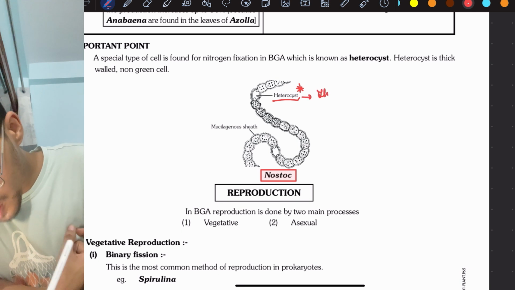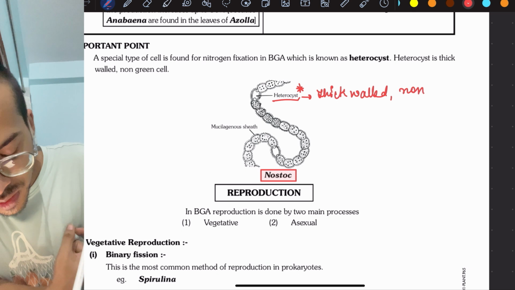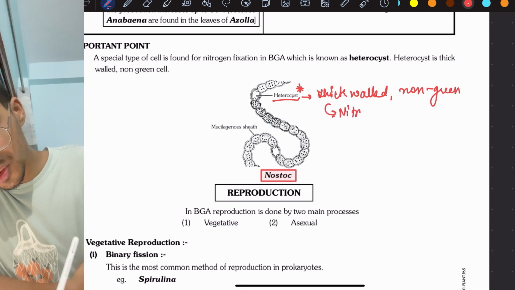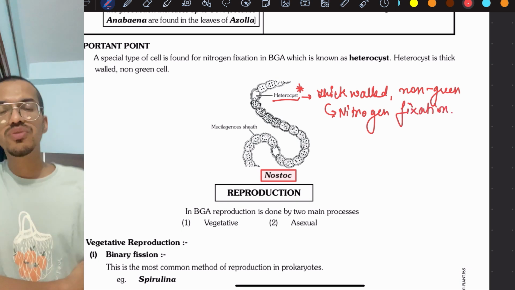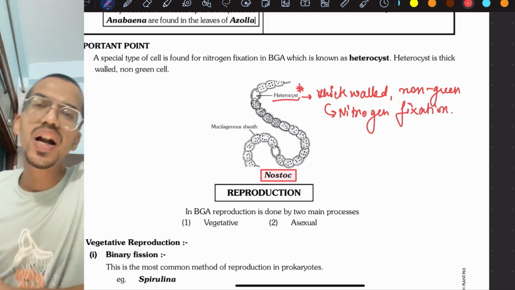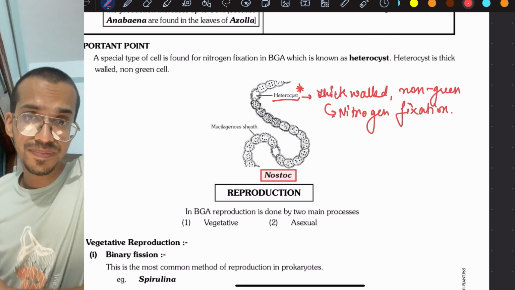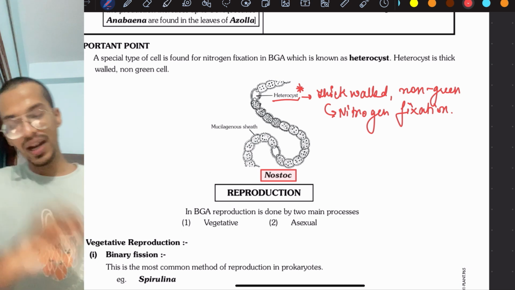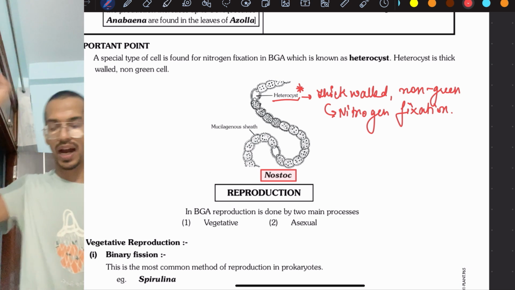It is a thick walled, non-green part. Then what is its role? Its role is nitrogen fixation, because the enzymes which work for nitrogen fixation can't work in conditions where oxygen is present. Okay, so certain problems would occur. Just remember that. So that's why they make a thick wall so that oxygen can't come inside it. They can simply fix the nitrogen.